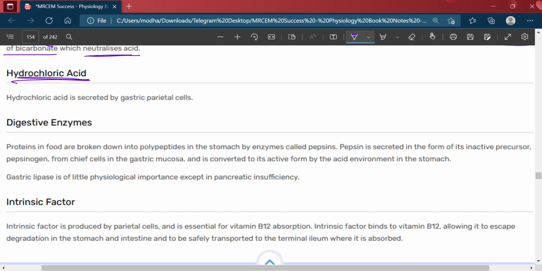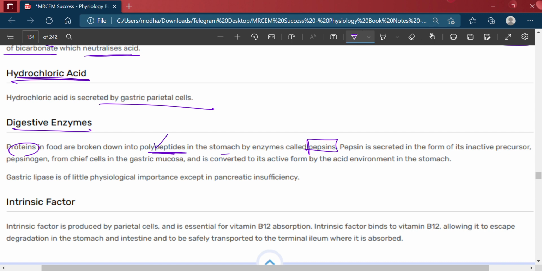Then HCl. HCl is secreted by the gastric parietal cells. Then the digestive enzyme: proteins in the food are broken down into polypeptides in the stomach by the enzyme pepsin, which converts protein into polypeptides.